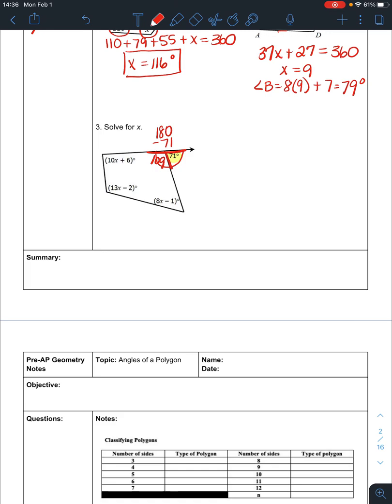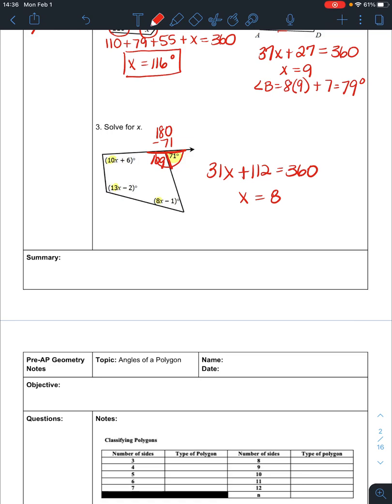Now I'm back to like I did with the second question. Combine your like terms, 10x, 13x, and 8x, and you get 31x. You add 6, negative 2, negative 1, and 109, and you get 112. That equals the total of 360 degrees for the interior angles. When you go through the math, you get that x is equal to 8.